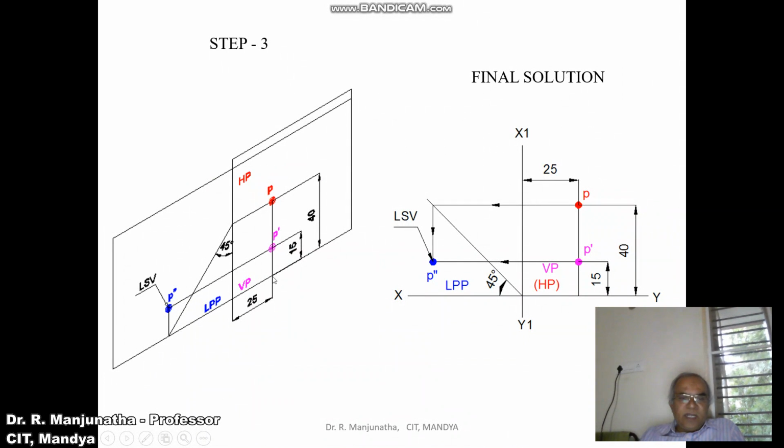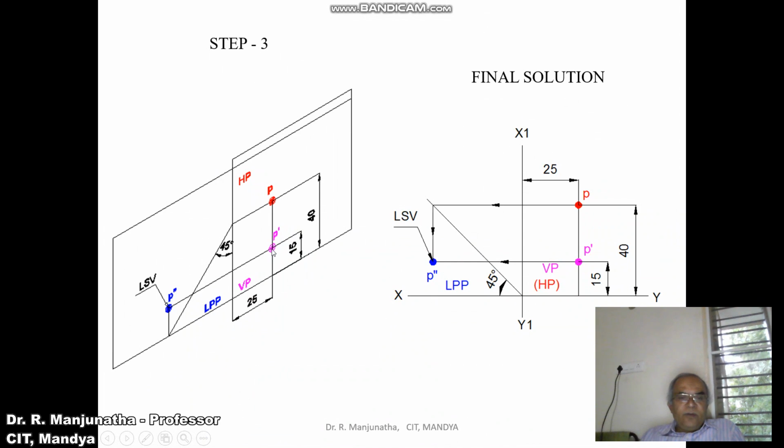Now we can see the distance above HP, which is 15 mm. That distance above HP means the image is going to fall on the vertical plane. Since the image is on the vertical plane, it becomes the front view. So that is P dash. And also when you look from the top view, we can see the distance behind VP. That distance behind VP falls on the horizontal plane, so what you see is the top view. Therefore, it will be small p. The distance behind LPP, which can be seen in both VP and HP, is 25 mm. So we are considering the 25 mm here.